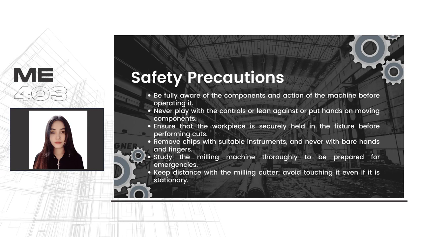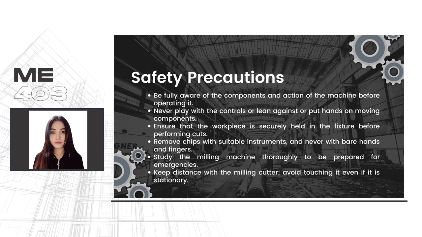Here are some suggestions from Brown and Sharp Manufacturing Company. Anticipate the actions to take place before moving the operating lever. Never play with the control levers or carelessly turn the handles while the machine is stationary. Do not lean against or put hands on a moving component. If necessary to do so, identify the direction in which the component is moving.